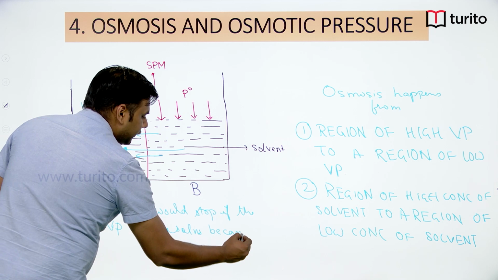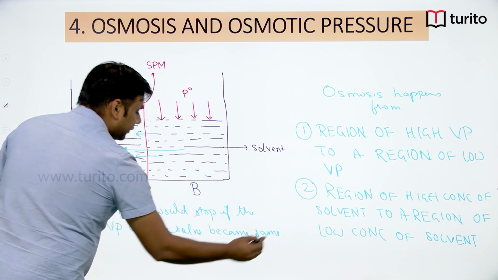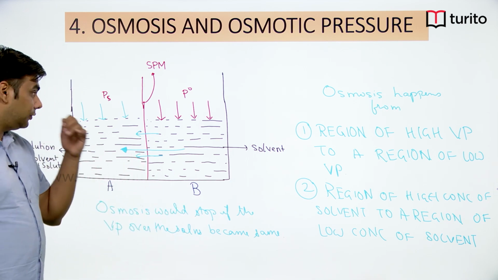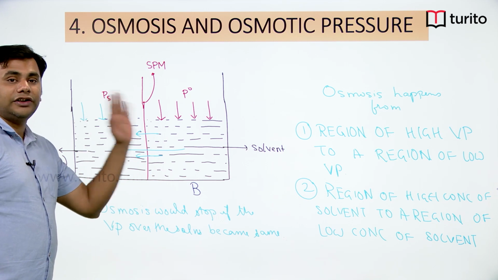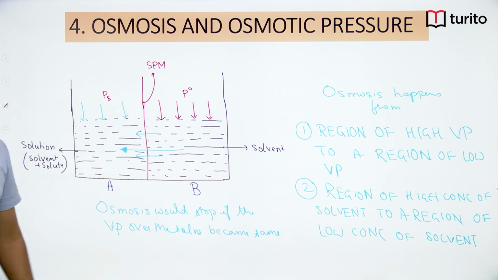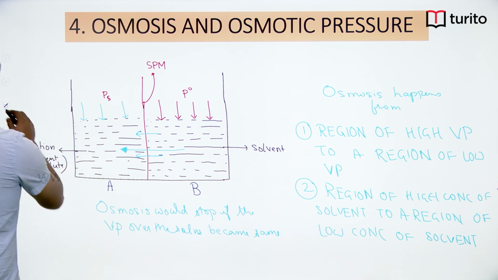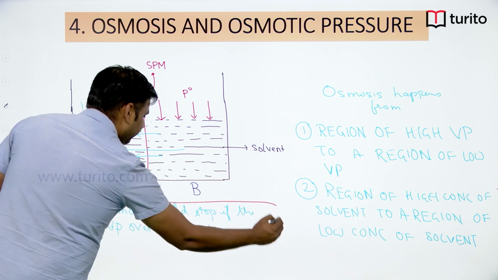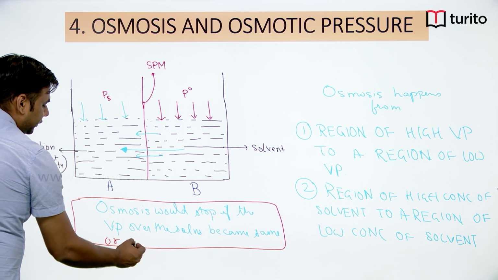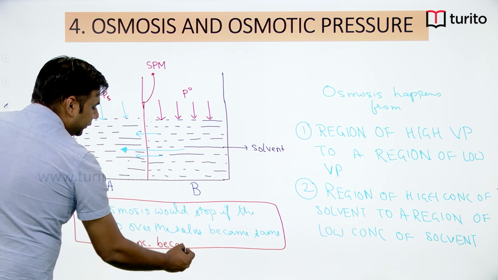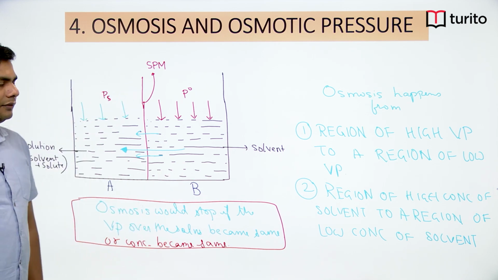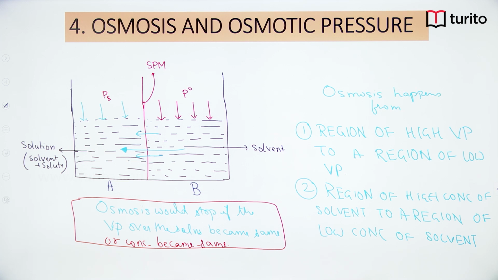Okay, so we can also say that because vapor pressure is dependent upon the number of moles of solute, the concentration has to be equal. So when the concentration becomes equal on both sides, osmosis would stop. So we can also say that osmosis would stop if the vapor pressure over the solution became the same, or the concentration became the same. Hope this is clear to you. This is actually very logical, very simple to understand. Okay, hope it is clear to you now.